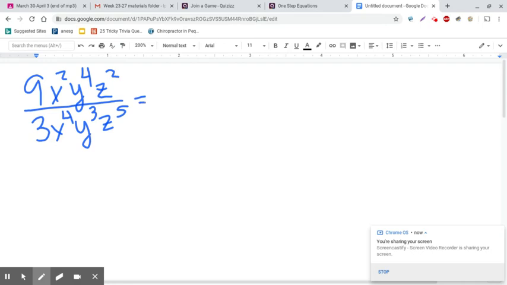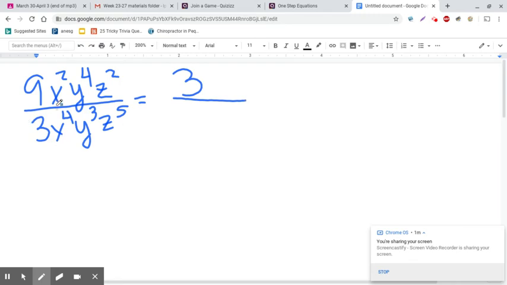All right, guys, so really, we're just adding another variable with the number. We're using the same rules we've been using all week and actually the week prior. So first we're going to look at our 9 divided by 3. And if you do 9 divided by 3, you get 3.